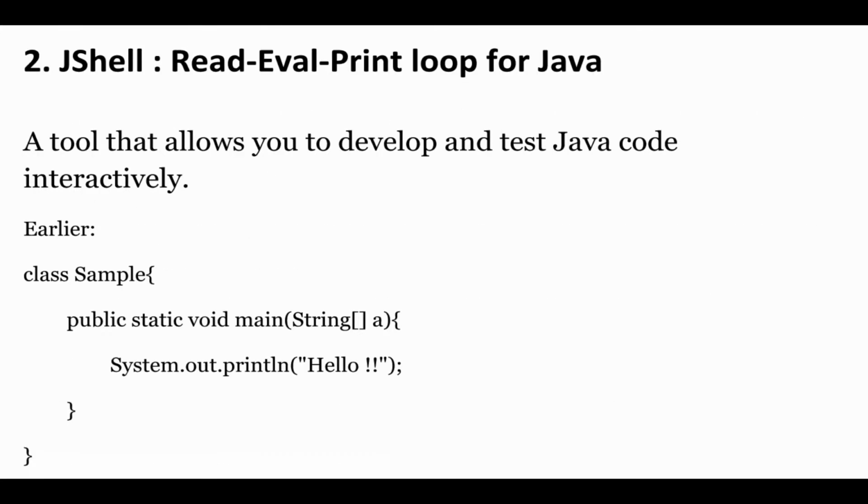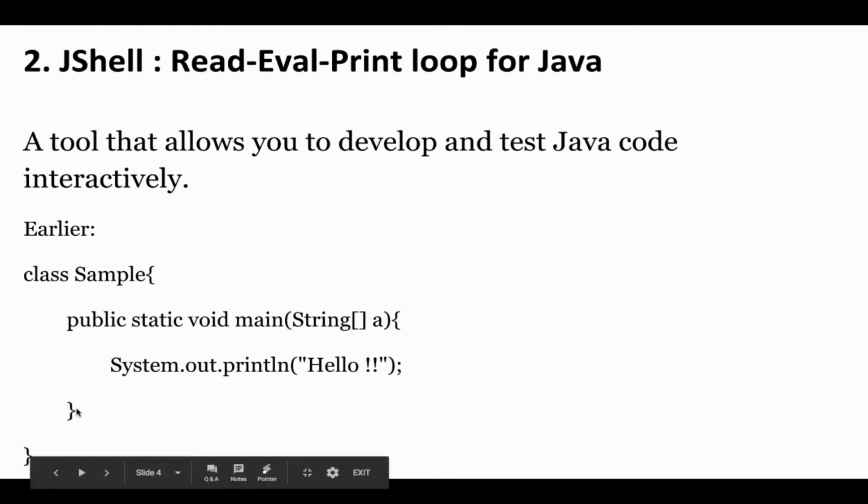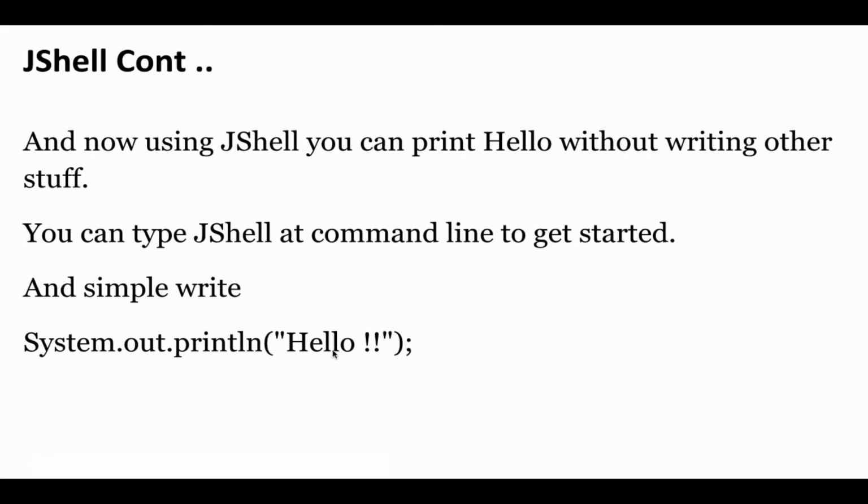The second important addition is the JShell Read-Eval-Print loop for Java. So JShell is a tool that allows you to develop and test Java code interactively. For instance, earlier we would have written this much amount of code just to print hello. But now you can type JShell at the command prompt, and then you can simply write system out println hello, and it will give you the result. So it's pretty interactive, like Python.